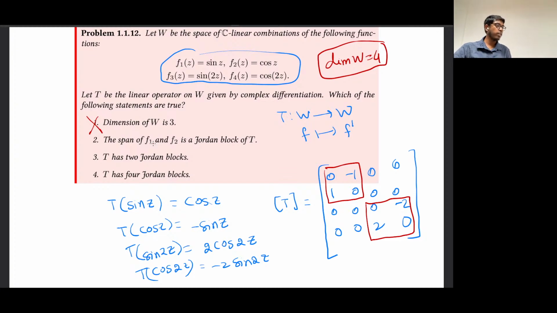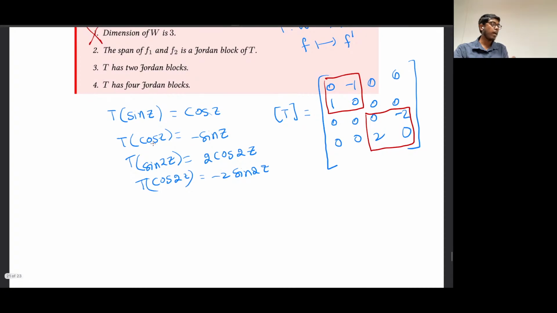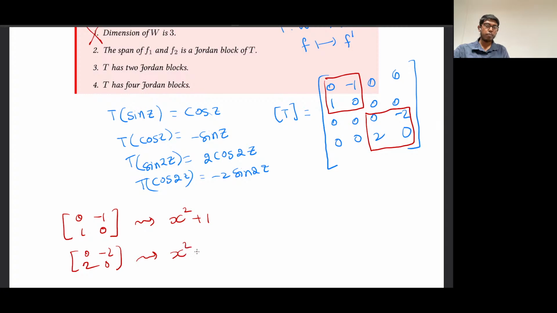So let's find out what are the eigenvalues of T. It's a block thing, so the eigenvalues will be the eigenvalues of each block. What is the characteristic polynomial? It's x square, trace is 0, determinant is 1, so x square plus 1. And this 0, 2, 2, 0 will be x square plus 4.